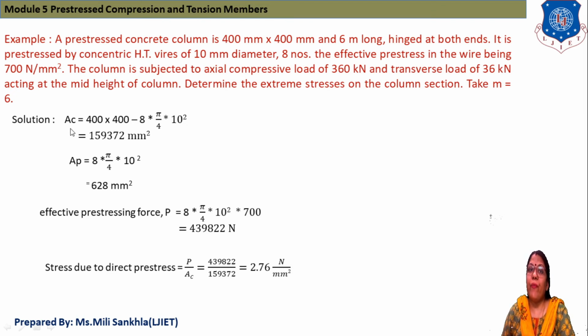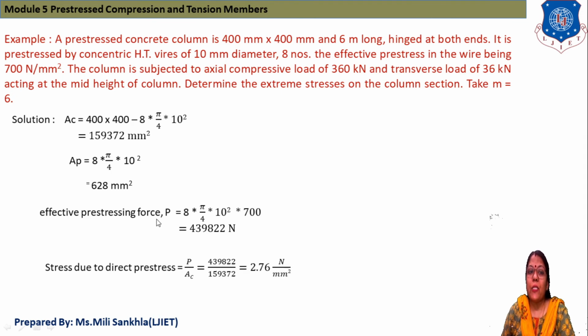Now first of all, we find out the area of concrete, which is equal to our section 400 by 400, and for the number of given bars we deduct 8 pi by 4 d square. The area is 159,372 mm square. Then the area of pre-stressing steel that we provided, 8 numbers and pi by 4 d square with 10 mm diameter, is 622 mm square.